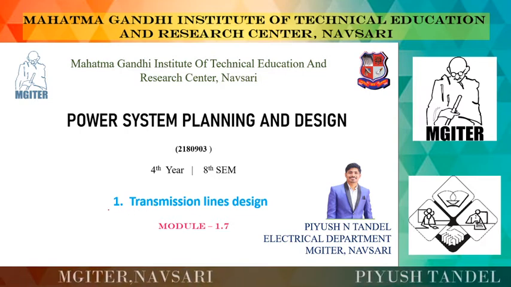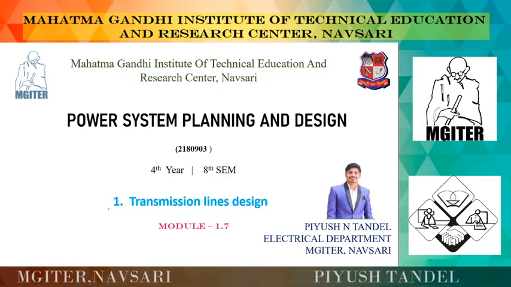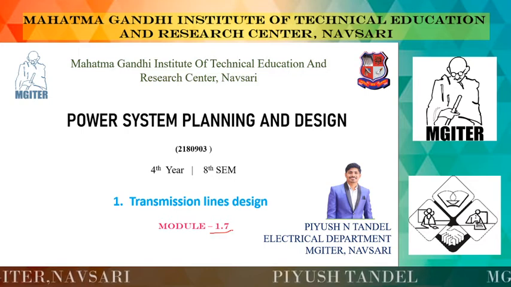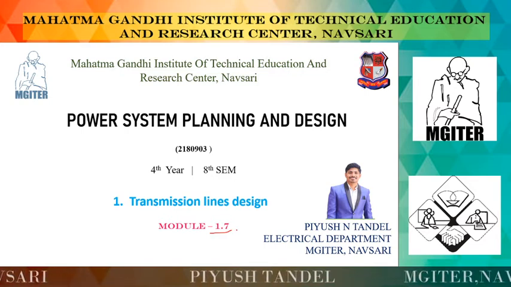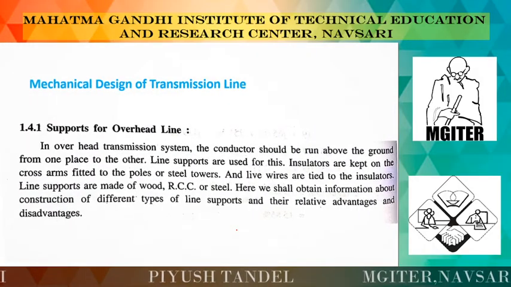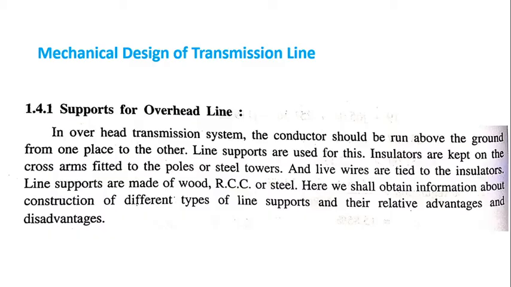Right now we are discussing chapter number 1, that is Transmission Line Design, and this is module number 1.7. In this module we are going to see the mechanical design of transmission line. Our electrical transmission line is supported over a mechanical structure, that is the mechanical towers. So in this video we are going to study different types of towers.